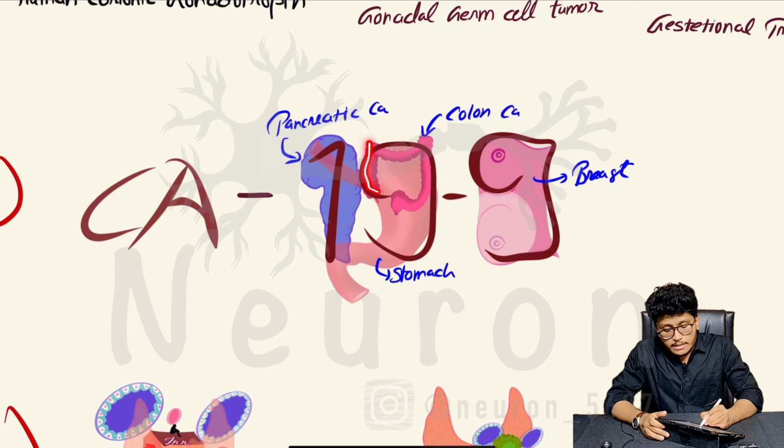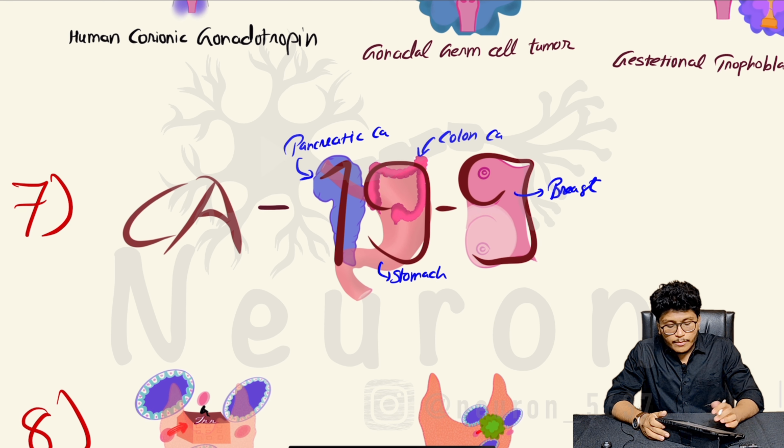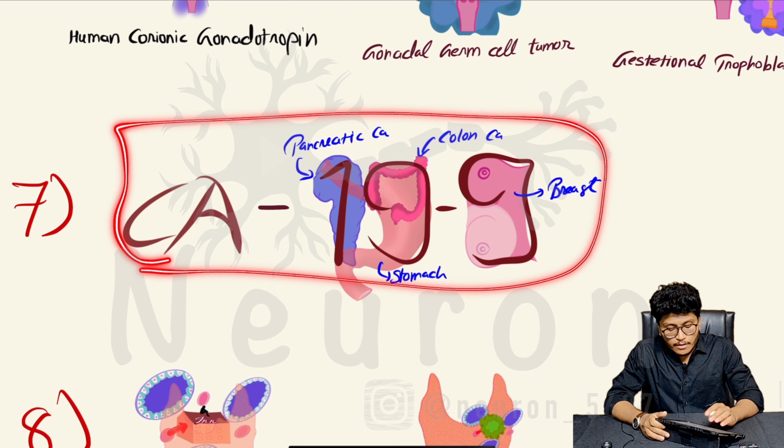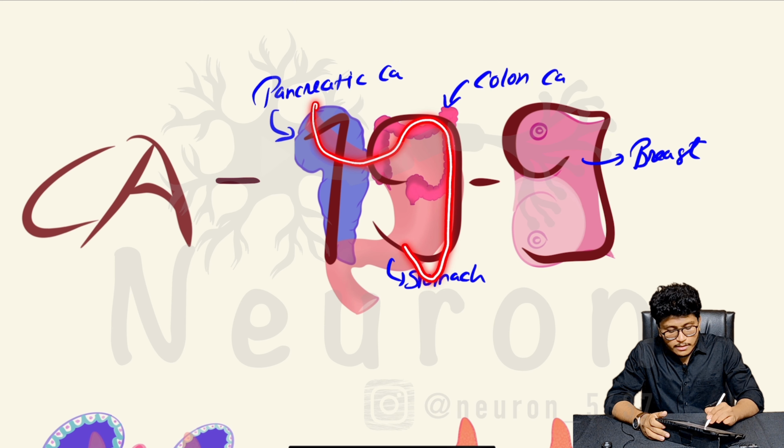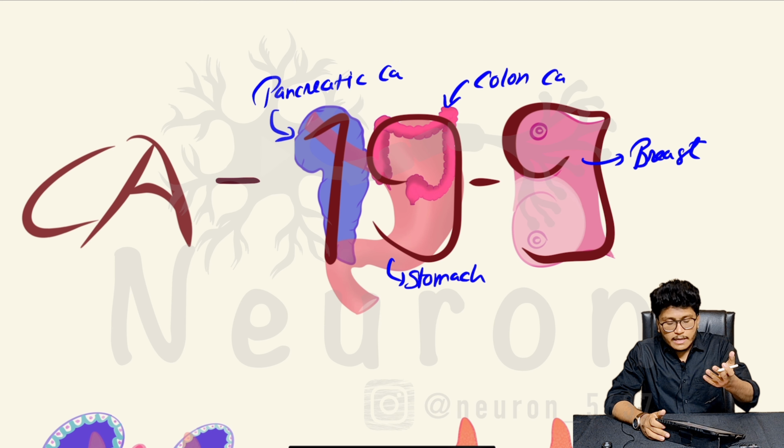Now this is a colon, also shaped like a 9. So from that, you can remember that colon cancer has the tumor marker CA19-9. Also, this is a stomach. Stomach shape is also like a 9. So from that, you can remember that in stomach cancer, the tumor marker can be CA19-9.